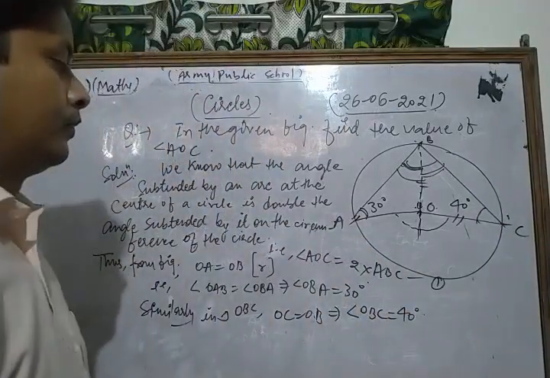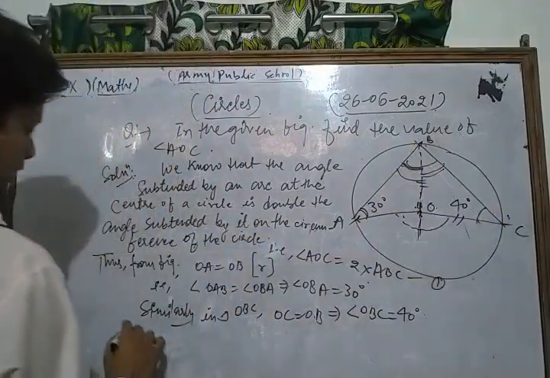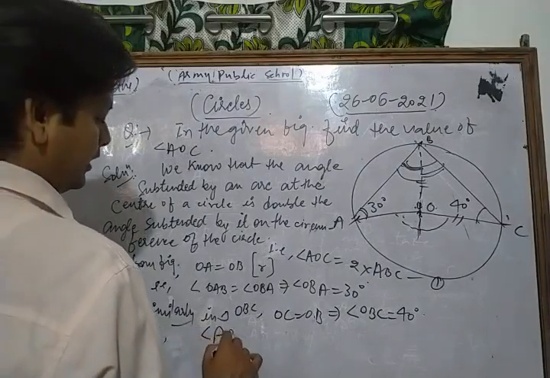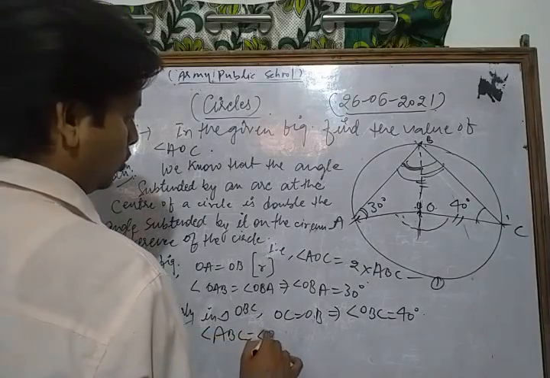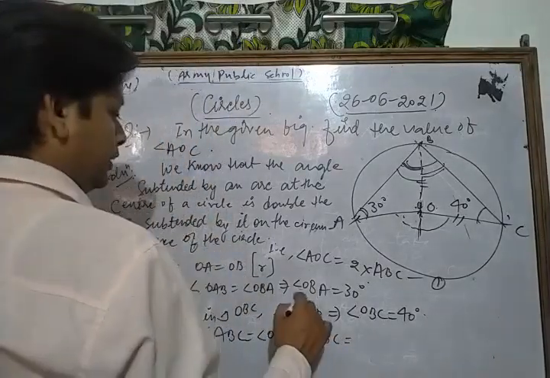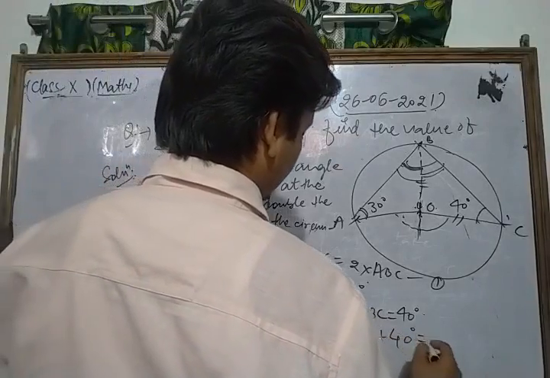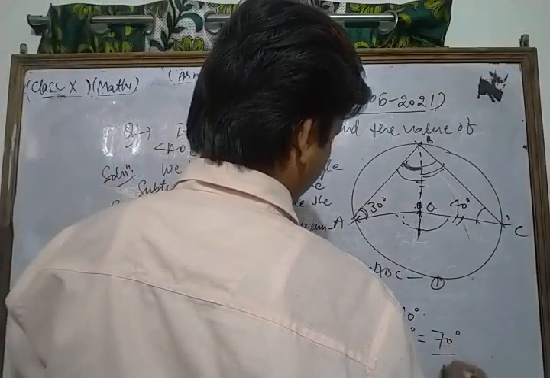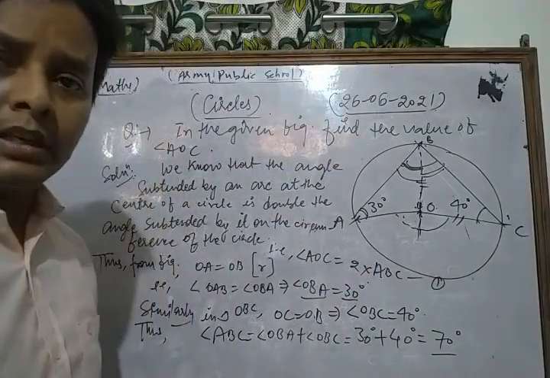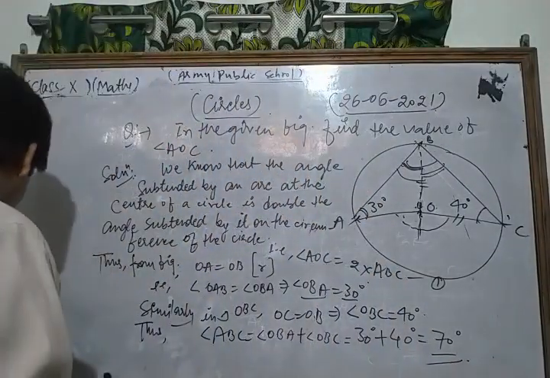Thus we find angle OBA and OBC. Angle ABC is angle OBA plus angle OBC. OBA is 30 degrees plus this is 40 degrees, which is 70 degrees. So in this way angle ABC is 70 degrees.